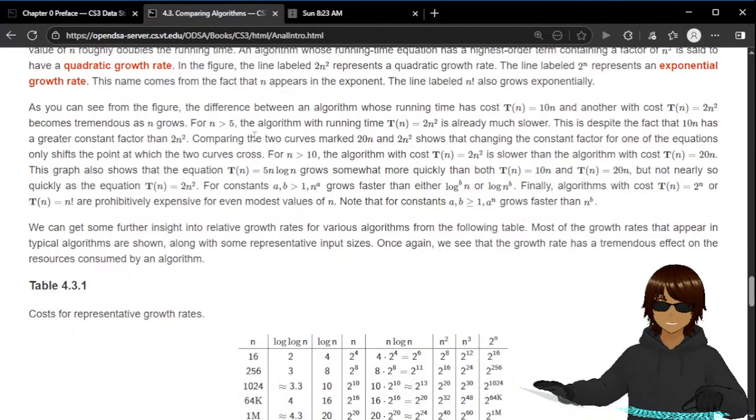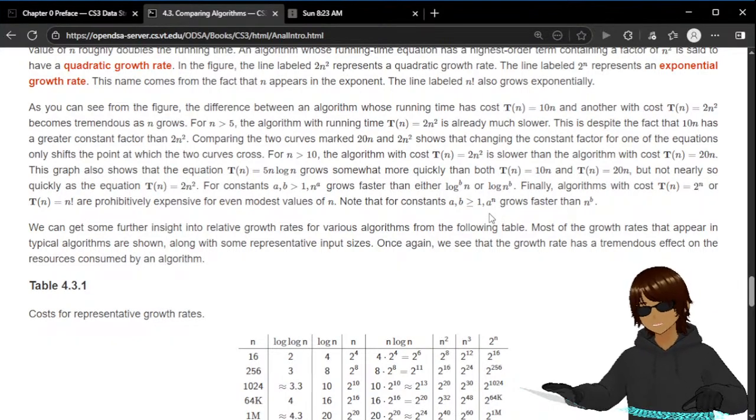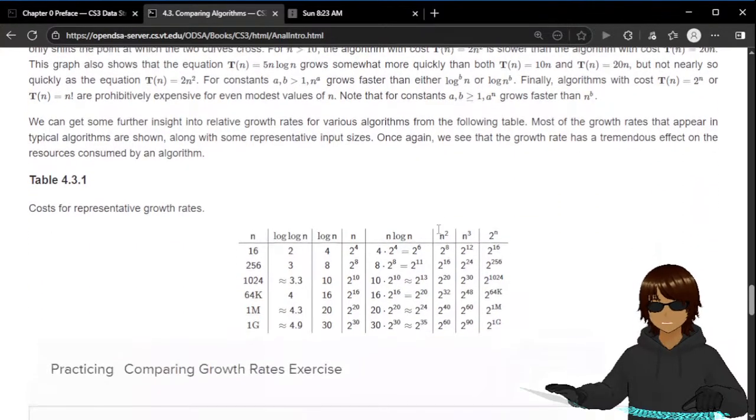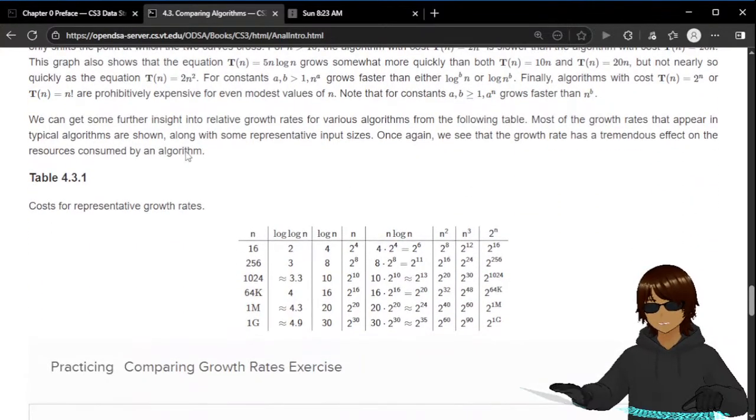Finally, algorithms whose cost is n to the power of 2 or n factorial are prohibitively expensive, even for modest values of n. Note that for constants a, b more than 1, a to the power of n grows faster than n to the power of b. We can get some further insight into relative growth rates for various algorithms from the following table. Most of the growth rates that appear in typical algorithms are shown, along with some representative input sizes. Once again, we have seen that the growth rate has a tremendous effect on the resources consumed by an algorithm.